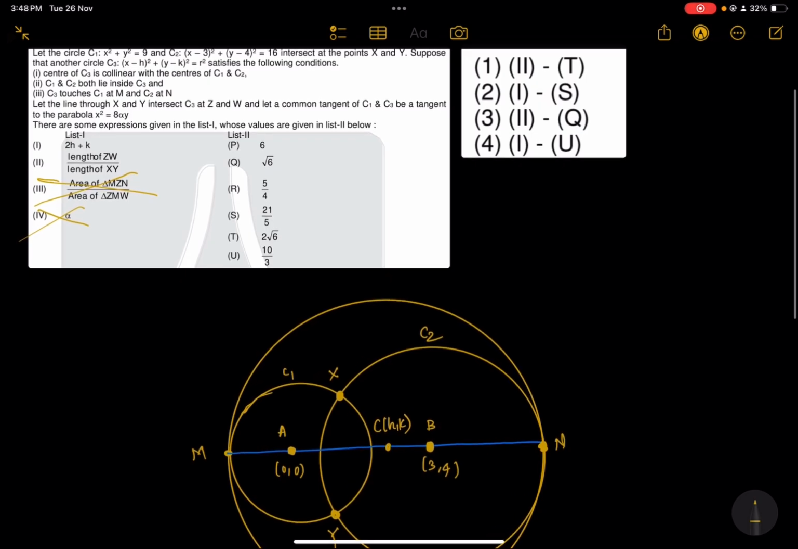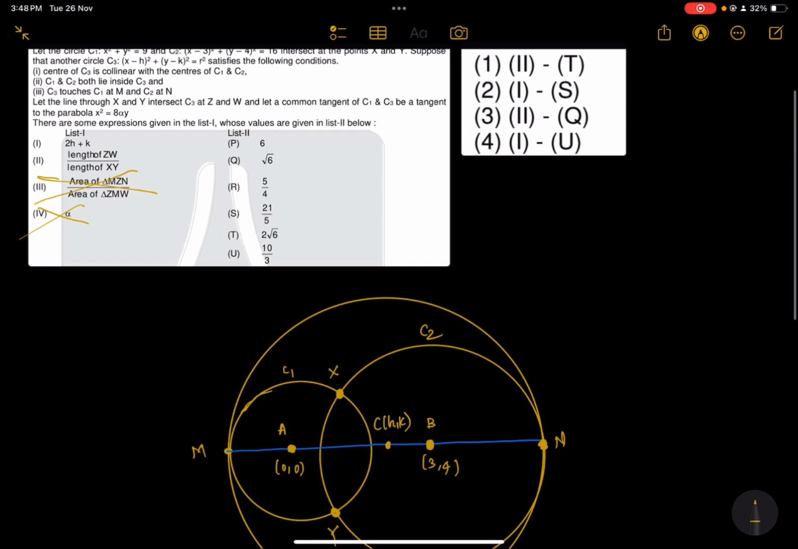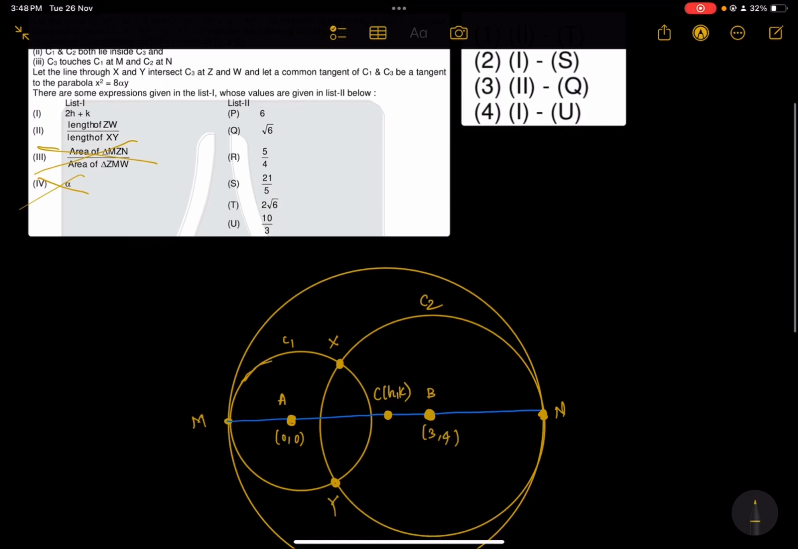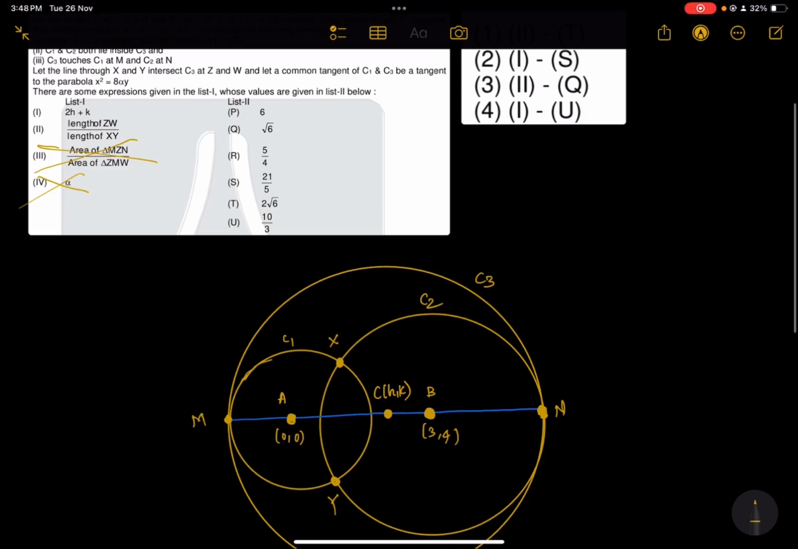The first condition is that the center of C3 is collinear with the centers of C1 and C2. So this center is collinear with this point and this particular point. C1 and C2 both lie inside C3. So this is the bigger circle C3, and C3 touches C1 at M, this point, and C2 at N, this particular point. Now let us go ahead and solve. We have to find out 2h plus k. This is the first option given to us.